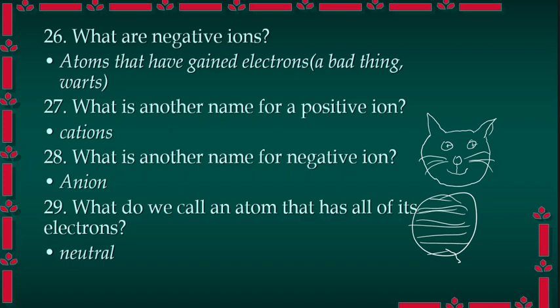If you have neither gained or lost electrons, and this is what we dealt with last week, if you have the electrons that you were born with, then you are said to be neutral. You are an atom. If you're an atom, you are neutral.